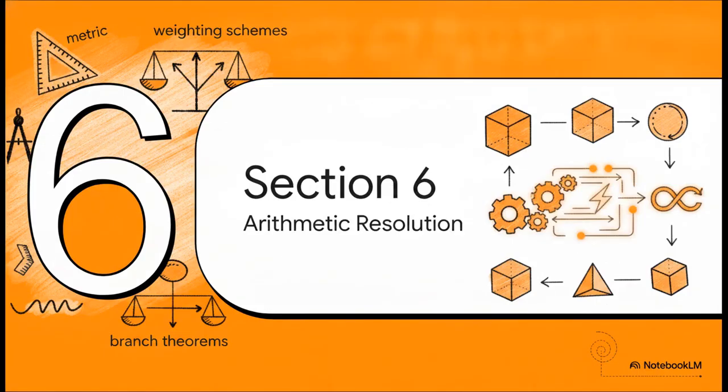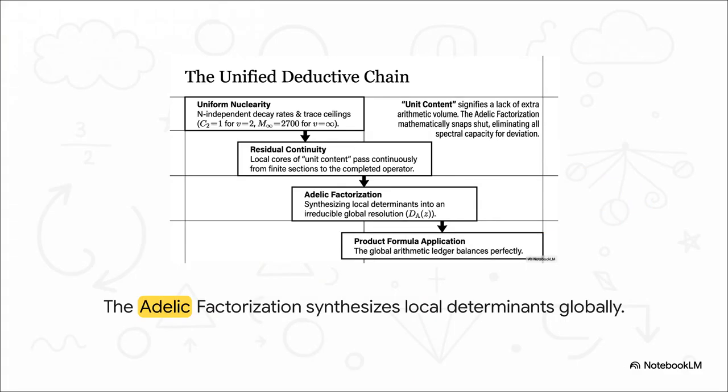Which brings us to the final synthesis. Section 6, the arithmetic resolution. So, the crucial point is how all of these brilliant local mathematical tools seamlessly merge into a single global deductive chain. We start with uniform nuclearity, those independent decay rates we found earlier. This naturally flows into residual continuity, where the local cores pass continuously directly to the completed operator. From there, this synthesizes into the Adelic factorization, which produces an irreducible global resolution.